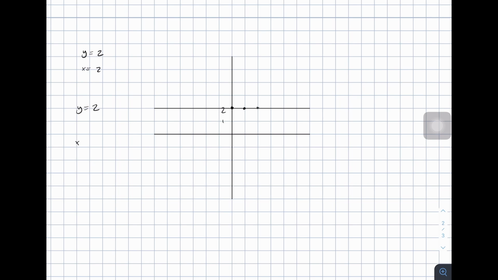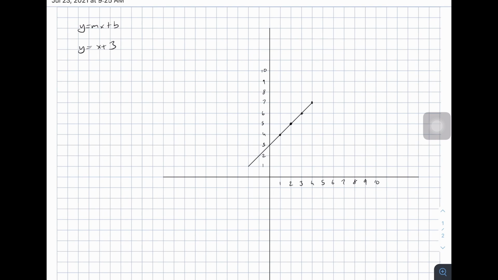What about x is equal to 2? x is equal to 2 is true right there on the x-axis, but it's also true anywhere along this line right here, which is why it forms a vertical line.